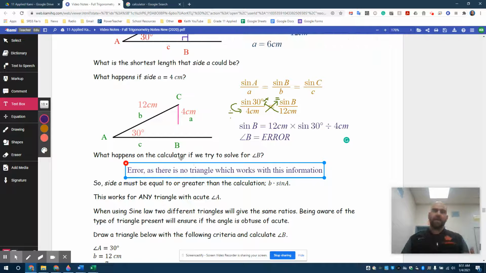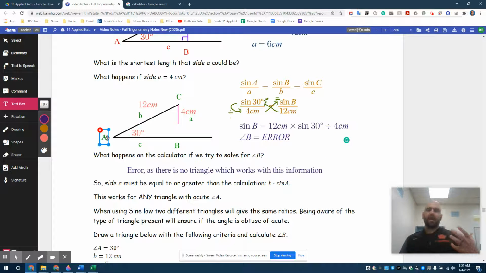So we can't actually have angle A as 30, side A as 4, and then side B as 12. It doesn't work. It's a triangle that just does not work. This is an impossible case. There's no triangle that has this angle.